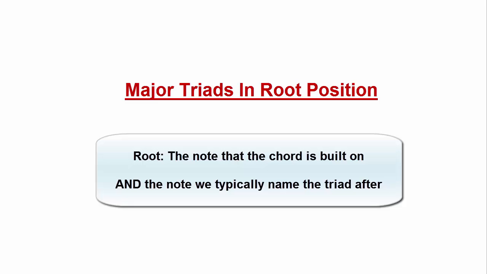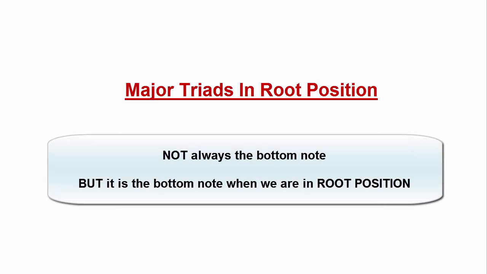If we are looking at a C major triad, the root would be a C. It is not always the bottom note in music. However, it is the bottom note of a triad when we are in root position. In fact, root position means that the root is the bottom note.